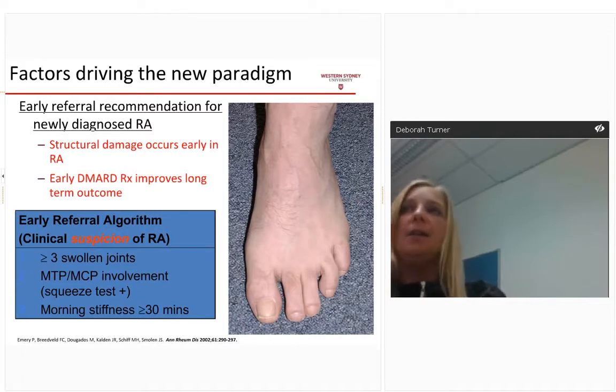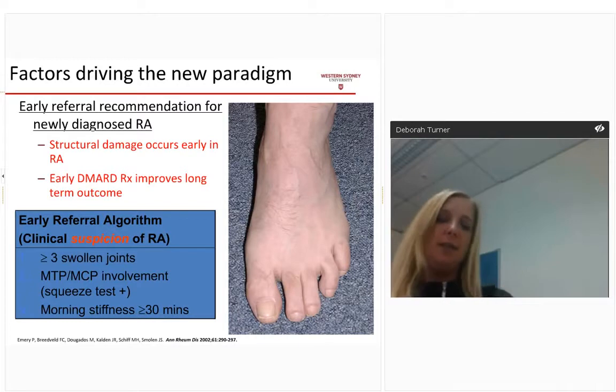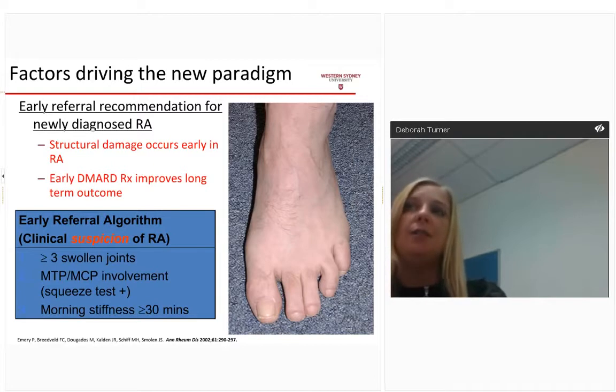The algorithm presented by the rheumatology team at Leeds suggests that if you have a patient with 3 or more swollen joints, a positive MCP squeeze test, and reporting early morning stiffness of greater than 30 minutes, they should be referred with a high clinical suspicion of rheumatoid arthritis.